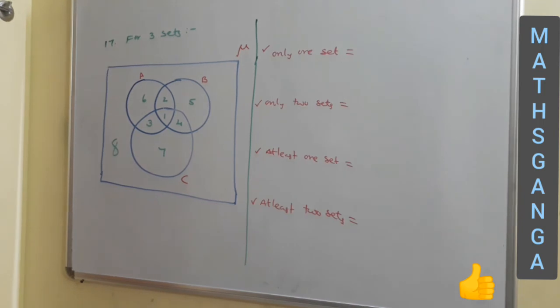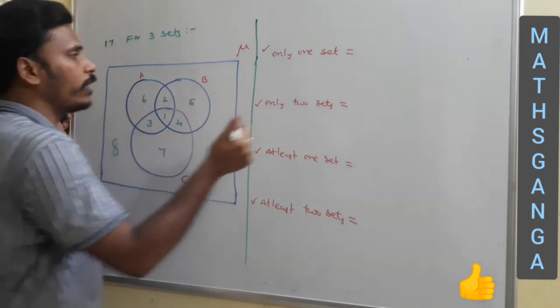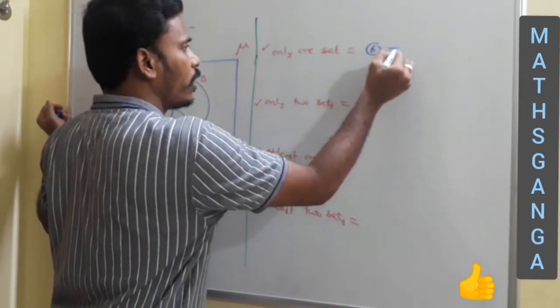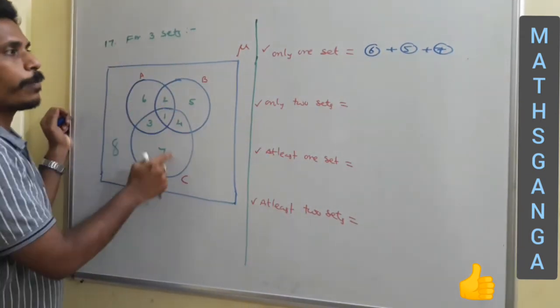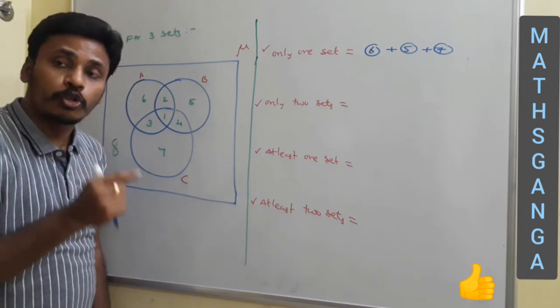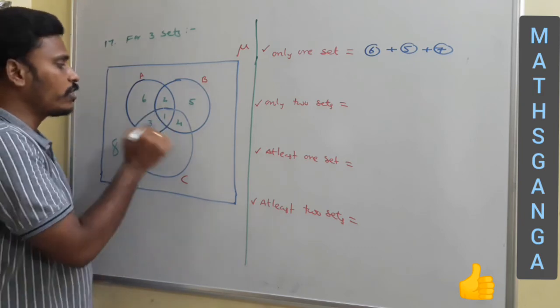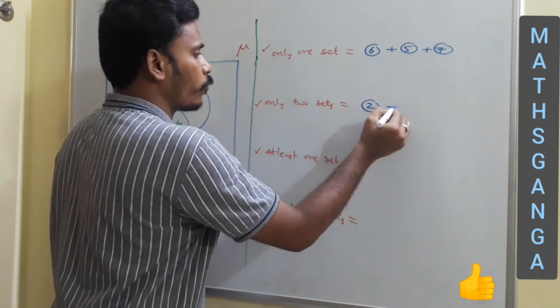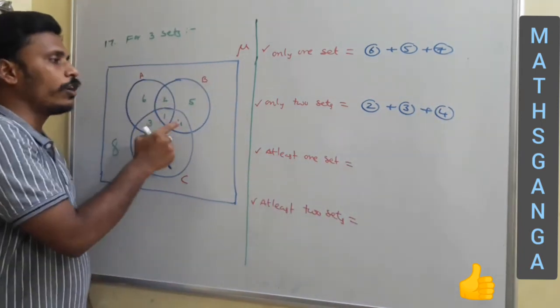Some questions may ask you these types of regions. Only one set means the regions which are there in only A or only B or only C. They are just 6 plus 5 plus 7. And only two sets. Only two sets means that the region should be in two sets only, not in 3, not in 1. Those regions are like this: 2 plus 3 plus 4. We don't have any separate name for these 3. We simply use that only two sets.